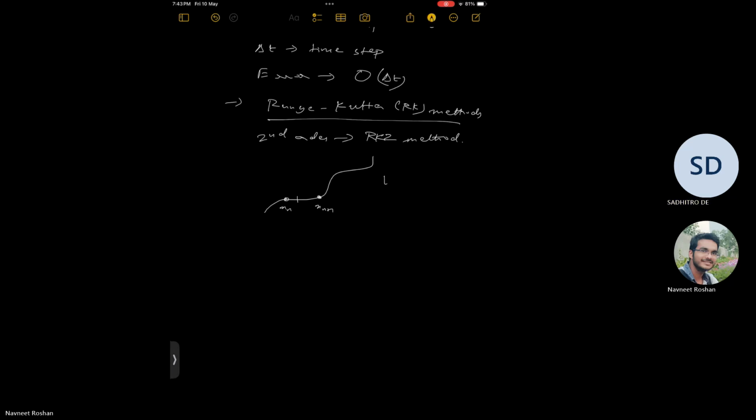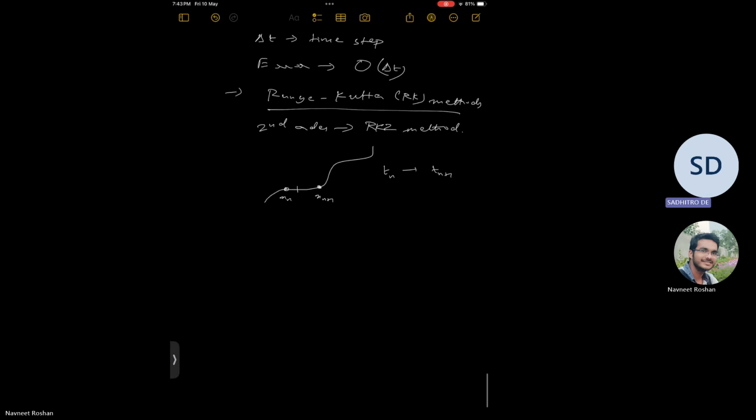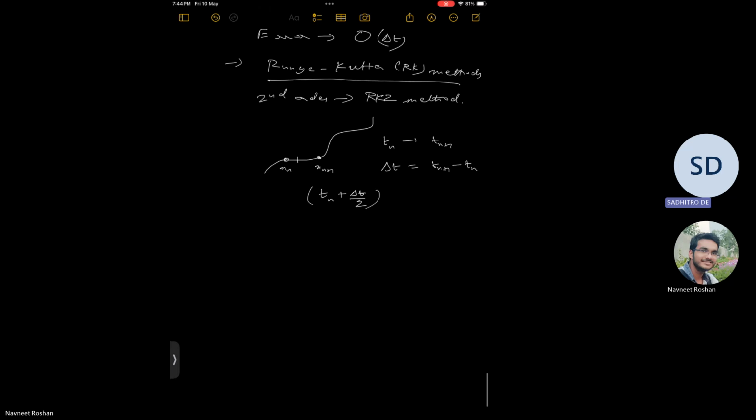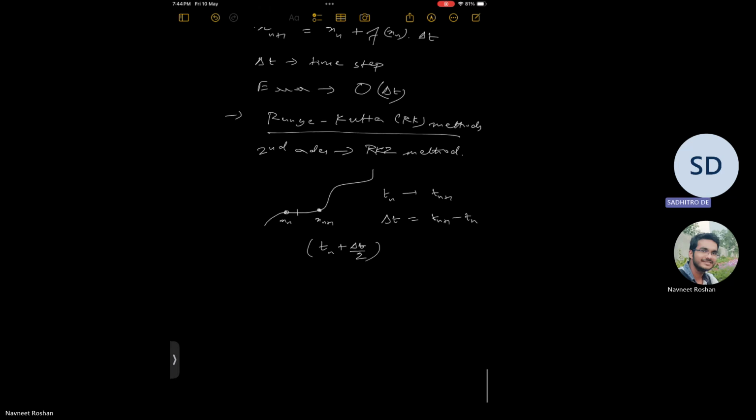Suppose you have to go from time tn to time tn plus 1, and the time step is delta t, which is tn plus 1 minus tn. What the second order RK method does is that it finds an approximation to the solution at time tn plus delta t by 2, and with this approximate solution it tries to find the final solution at the next step, which is at time tn plus 1. So the steps for solving the equation using this method look as follows.